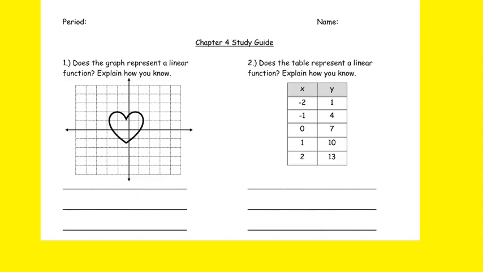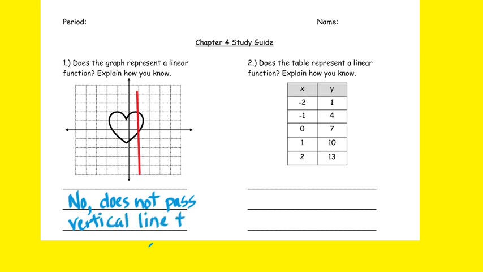So on number 1, we can see that this is not a function, therefore it's not a linear function, because we can see that the x value is repeating, right? We use the vertical line test to check, and when it hits the x values at two places, then we know the x is repeating, therefore it's not a function, so of course it's not a linear function.